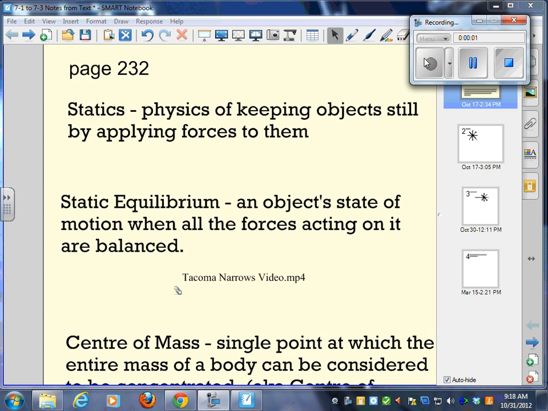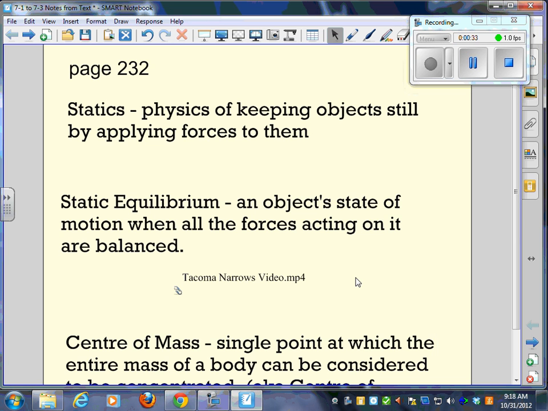So if you want to read along a little bit here on page 232, I'm not going to go through the whole stuff here in the book, really. They talk about dynamics, they talk about statics, they talk about static equilibrium, they talk about dynamic equilibrium, okay? In 7.2, statics is the physics of keeping objects still by applying forces to them. Static equilibrium is an object's state of motion when all the forces acting on it are balanced, and it's not moving, I guess one could say. Dynamic equilibrium is when it's moving at a constant velocity. And obviously you want your bridges to be in static equilibrium.